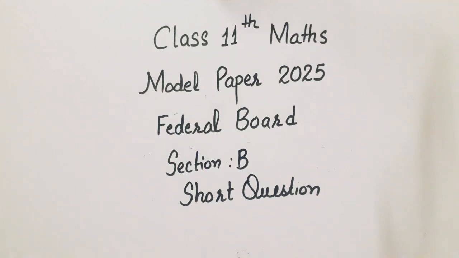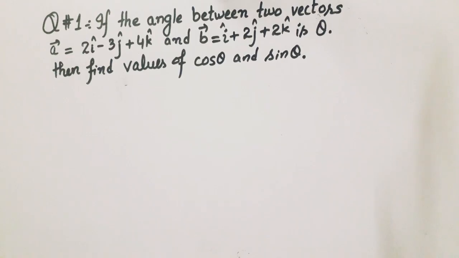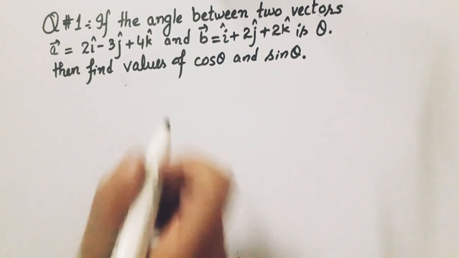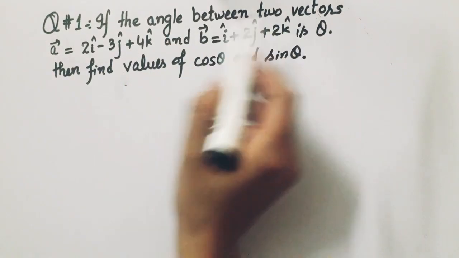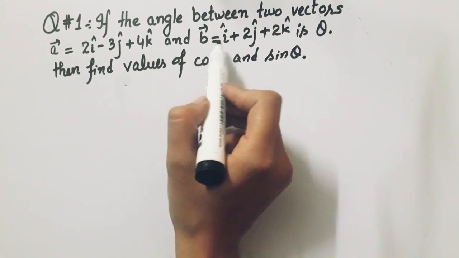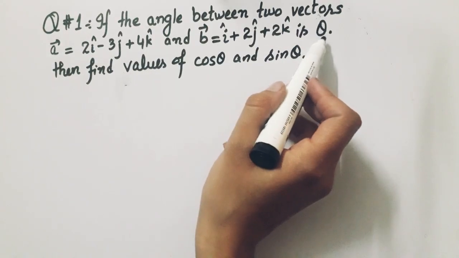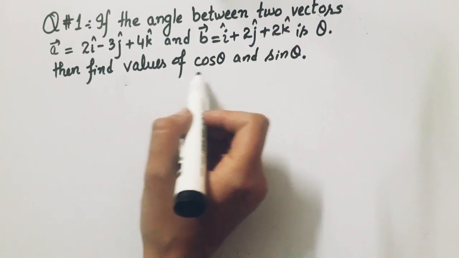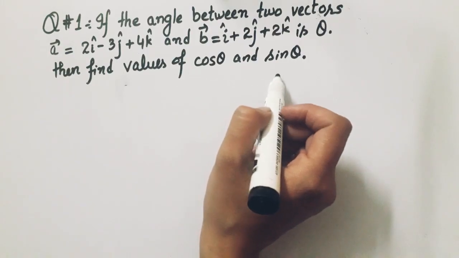Now we will start from question number 1. Question number 1 is: if the angle between two vectors A, which is 2i minus 3j plus 4k, and B, which is i plus 2j plus 2k, is theta, then find the values of cos theta and sin theta.